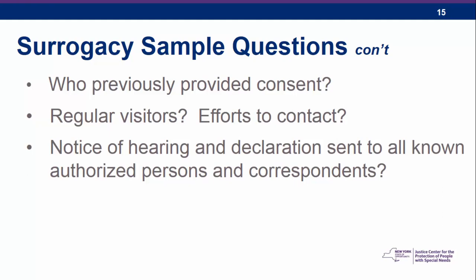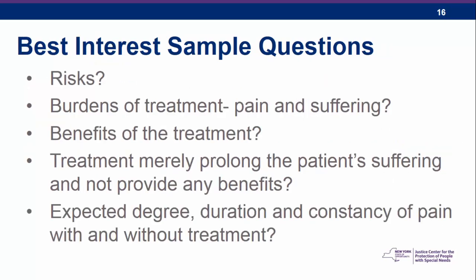Additional surrogacy sample questions can also include: if this is the first time the individual has been before SDMC, who previously provided consent? Does this person have regular visitors? If so, who are they, and when did they visit last? What efforts have been made to contact such people? Were the notice of hearing and declaration sent to all known authorized persons and correspondents?